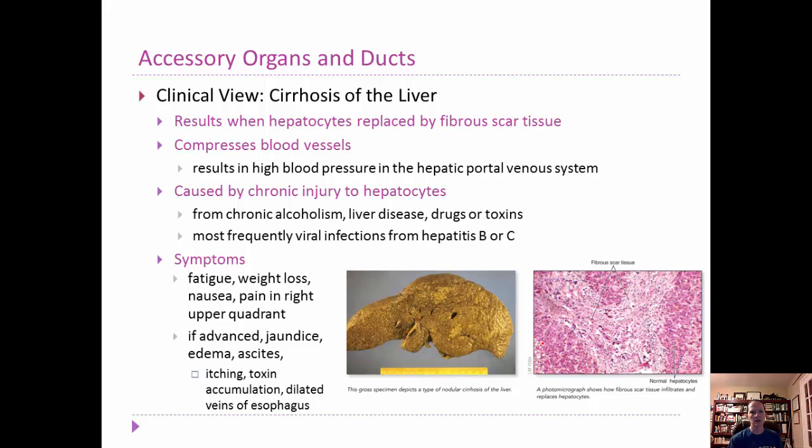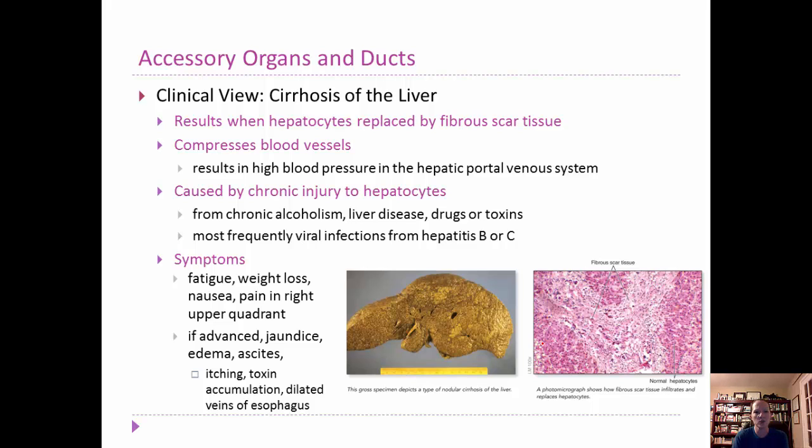So what happens here is a lot of times, because you have that fibrous scar tissue, it goes in and compresses the blood vessels, and that is going to actually increase the blood pressure there in the hepatic portal system. So some of the symptoms are, at first, cirrhosis can be asymptomatic, and then later on, once a lot of damage has already been done to the liver, you're going to start to see symptoms like fatigue and weight loss, nausea, and since the liver lies in the upper right quadrant, you can also have pain there as well.